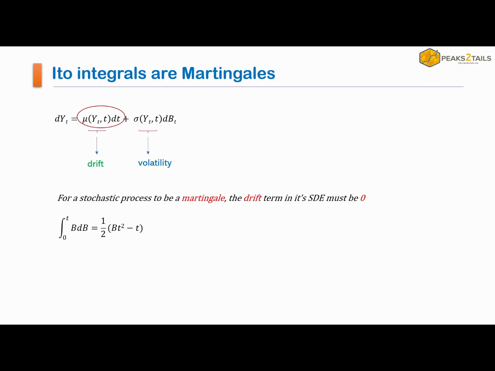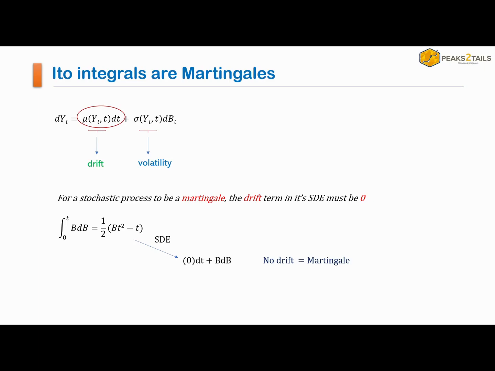Even this term that we just saw is an Ito integral, and it is also a martingale. One way to show this is to look at the SDE of the process. On the left hand side, it is just B dB accumulated over time, right? There is only a dB term, there is no dt term. So it is 0 times dt plus B dB, that's the SDE. Since there is no drift, it is a martingale.